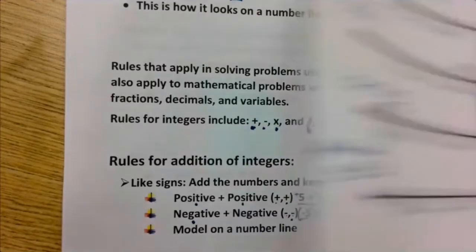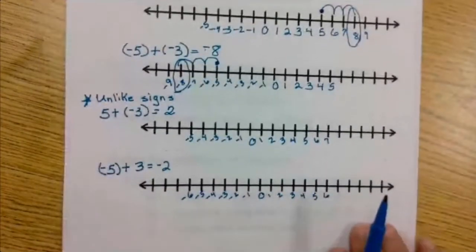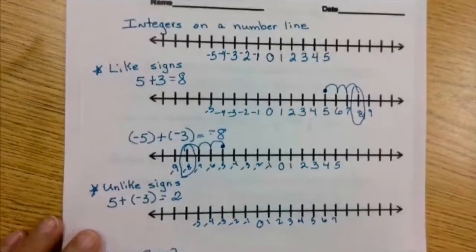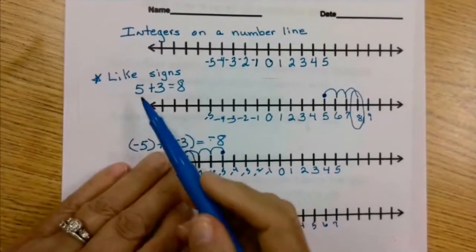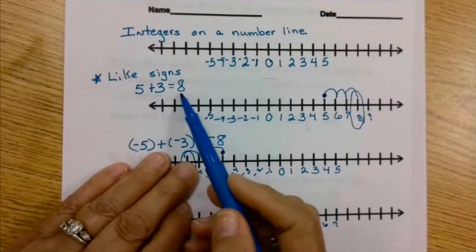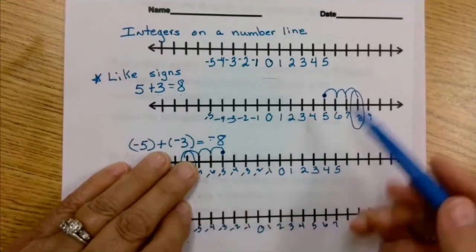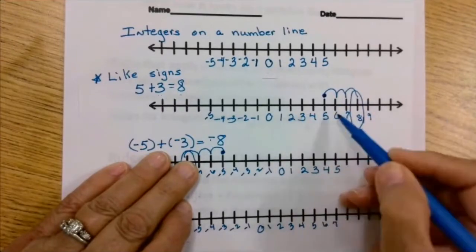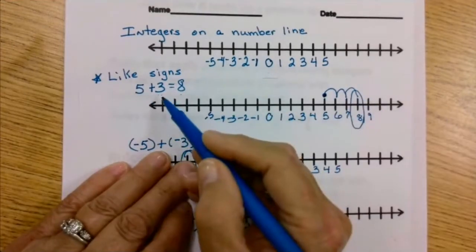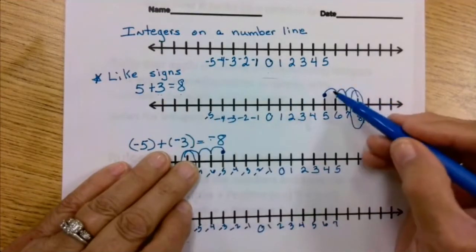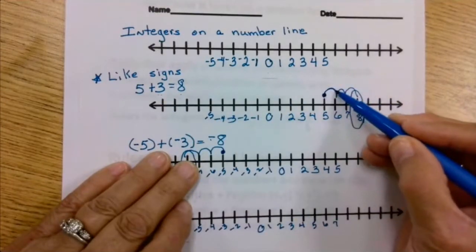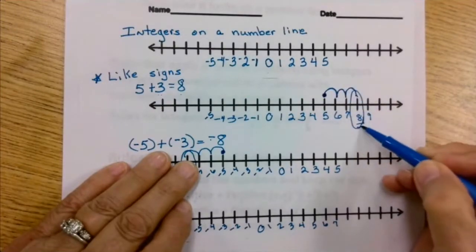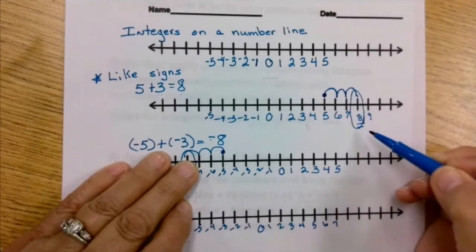Let's look at the number line and see what it looks like there. If we have like signs, the problem I just gave you, 5 plus 3, we said equals a positive 8. So on my number line, I start at the positive 5 to the right of the 0. I'm going in the positive direction because I'm adding a positive number, and I'm going to the right 1, 2, 3 spaces, which gives me a positive 8.